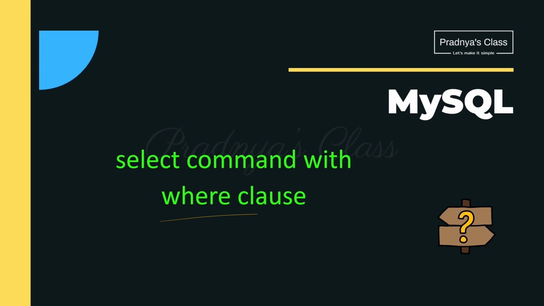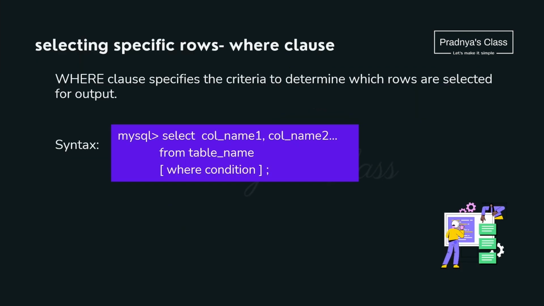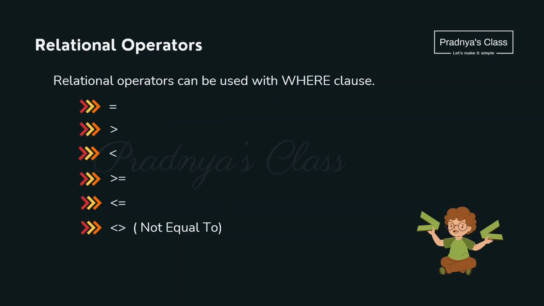Now we will be experimenting with the where clause, which we are going to use with the select command. We know the syntax, the place where we will be writing the where clause. With the where clause, we can determine the criteria to display the records. Let's check out how to use relational operators with the where clause. These 4 operators are the same as in all programming languages. We only need to remember the equals to and not equal to operators.